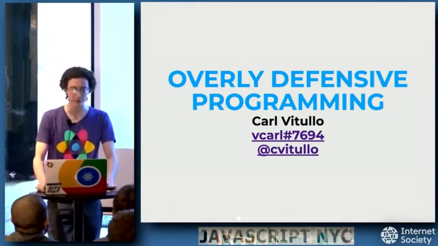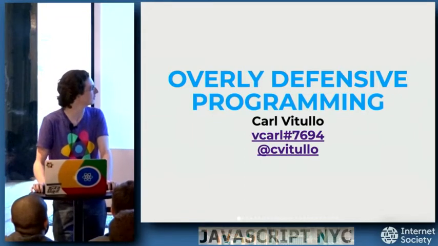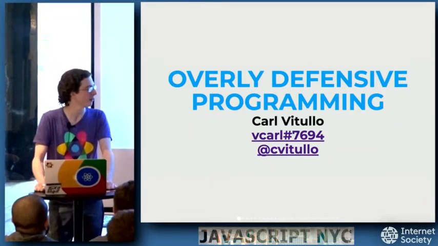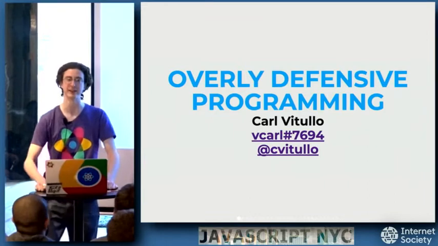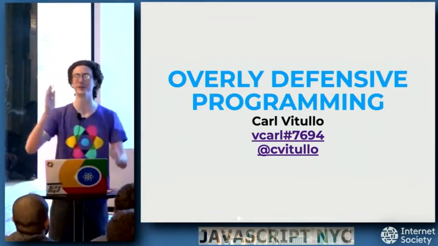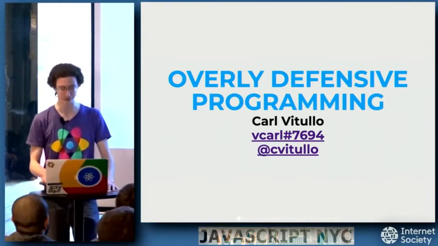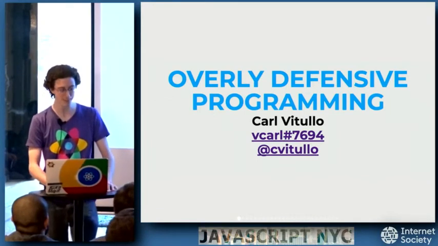So I want to talk to you about overly defensive programming. This is a talk that I wrote as part of code that I was actually seeing. So if you see some code examples, think, who would do this? People I work with do this. This is real code. These are real patterns that I've seen.